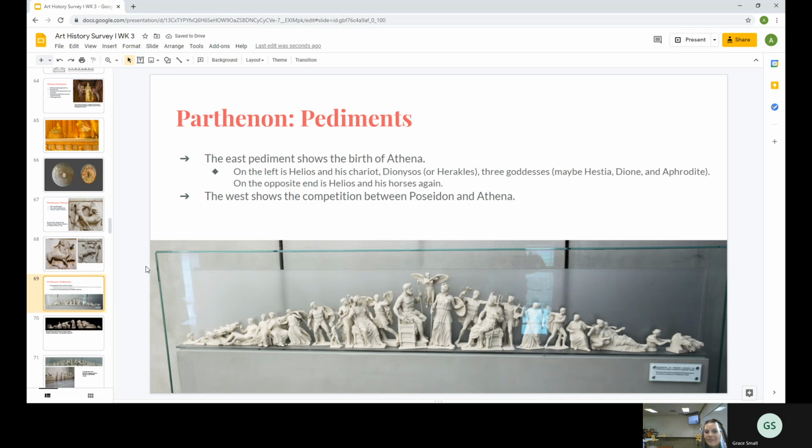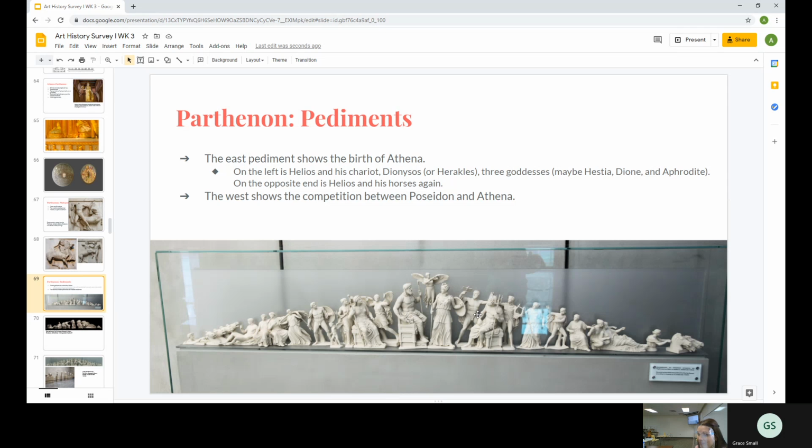Some of the pediments of the Parthenon, the east pediment shows the birth of Athena. She was born out of Zeus's head. He had a really bad headache. I'm not joking, that's how the story goes. He had a really bad headache, and so I think it was Mars operates on him and cuts his head open, lobotomy, and out of that is born Athena. Yeah.